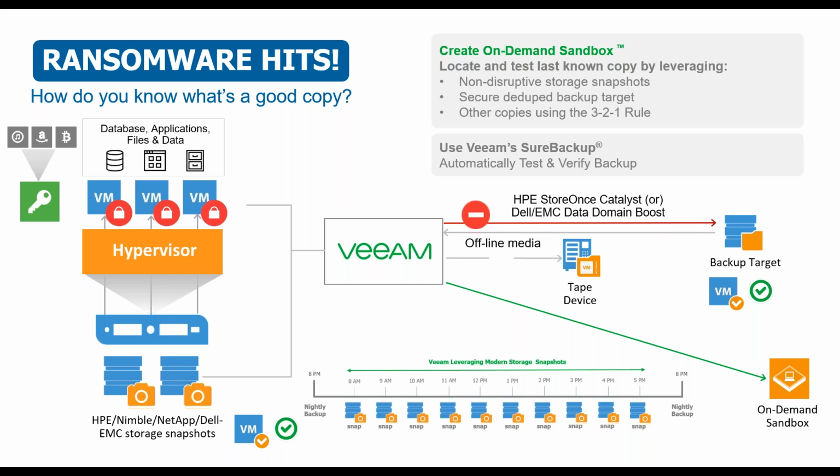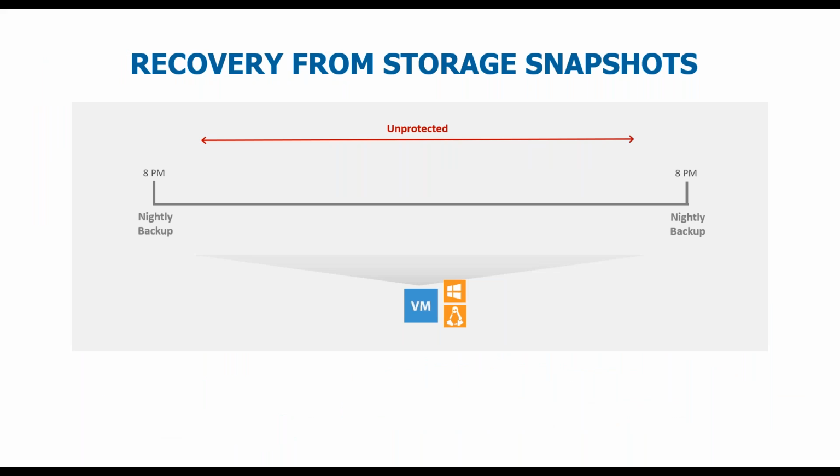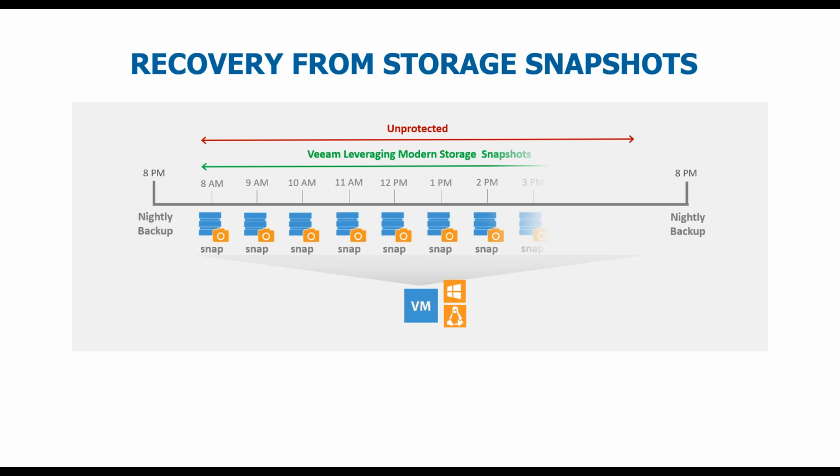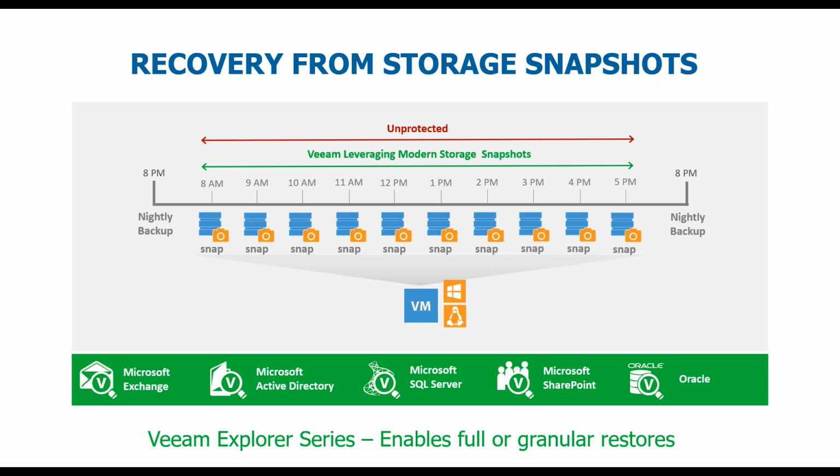And we can actually go to the next slide here. This one's going to show you a little bit more about the recovery from storage snapshots. So this one shows how, if you just did a regular backup, say a backup every night at 8 p.m., and a toolkit came in at 9 o'clock, then from 9 o'clock to 5 o'clock, your whole data chain is gone.